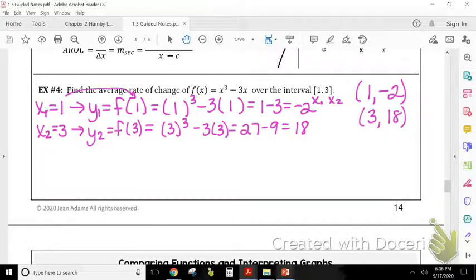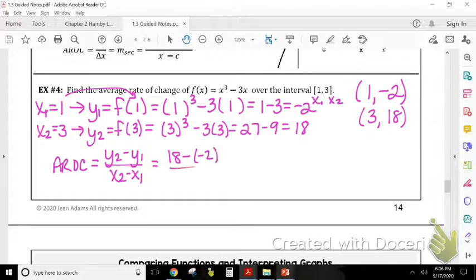And now if I want to find the average rate of change, we're just going to take our slope formula, y2 minus y1 over x2 minus x1. And so we said y2 was 18, minus y1 is negative 2, over x2 is 3, minus x1 is 1. So we get 20 over 2, which is 10. So our average rate of change is 10. Even though that x cubed minus 3x was not linear, we can still find the slope between the 2 points that it's looking at.